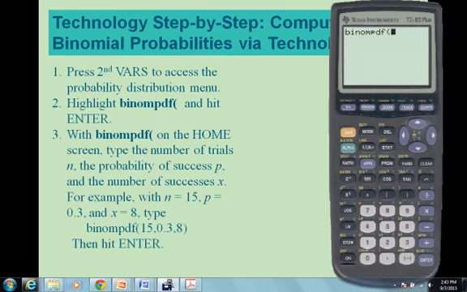With Binomial PDF on the home screen, we type the number of trials n. So in our example here, we're going to let n be 15. Then a comma. Then the probability of success, p, which for our example is 0.3. And then a comma. And then our number of successes, x, which in this case we'll put 8. And close our parenthesis and then hit enter. And we see our value here for the binomial distribution. So let's do it again.